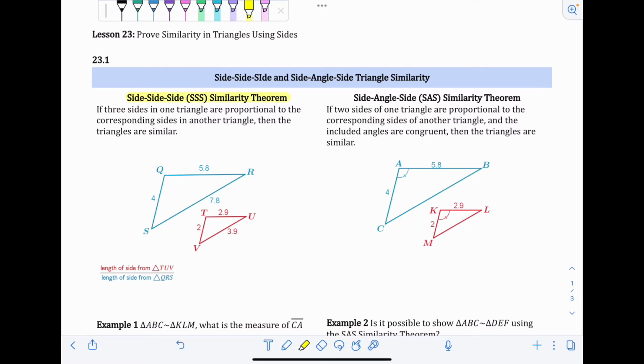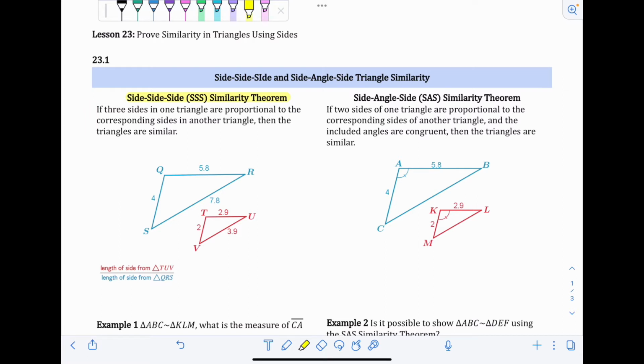So I know that there's a side-side-side congruence theorem, but that's really just to prove that the two triangles are perfectly congruent, meaning their side lengths are all exactly the same. This is a little bit different. The side-side-side similarity theorem is just showing that the side lengths are proportional. So if three sides in one triangle are proportional to the corresponding sides in another triangle, then the triangles are similar.